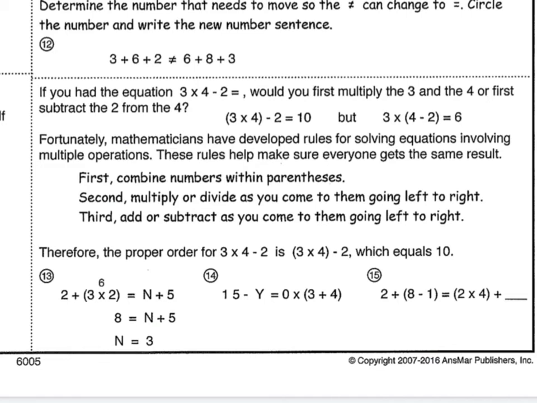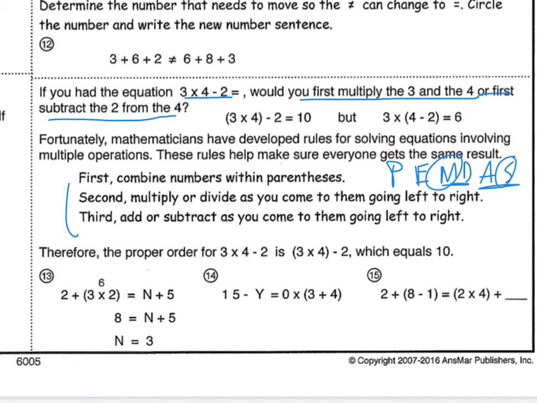All right, last but not least, I know this is a long lesson, hang in there. If you had the equation 3 times 4 minus 2 equals, would you first multiply the 3 and the 4, or first subtract the 2 from the 4? Well, the answer is that according to PEMDAS, parentheses, exponents, multiply and divide, these go together, add and subtract, these go together. We have to do the multiplication before we do the subtraction. Okay, so that's explained to you down here.